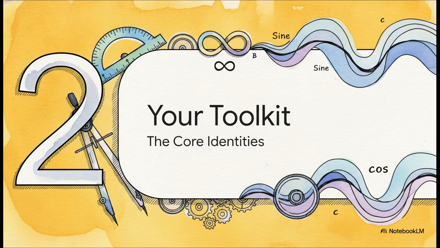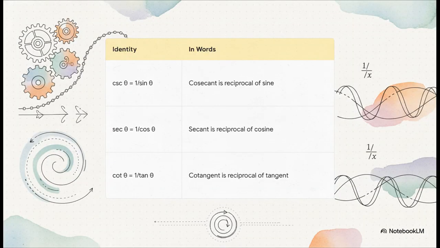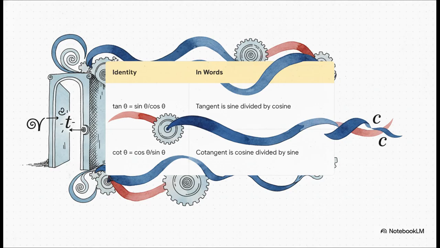Okay, so to use this awesome strategy, you're going to need the right tools. So let's build your essential toolkit, the key identities that will let you convert everything into sine and cosine. First up, we've got the reciprocal identities, and these are super straightforward. Each of the other functions, cosecant, secant, and cotangent, is just the reciprocal, the flip of a primary one. Cosecant is just 1 over sine, secant is 1 over cosine, and cotangent is 1 over tangent. Simple as that.